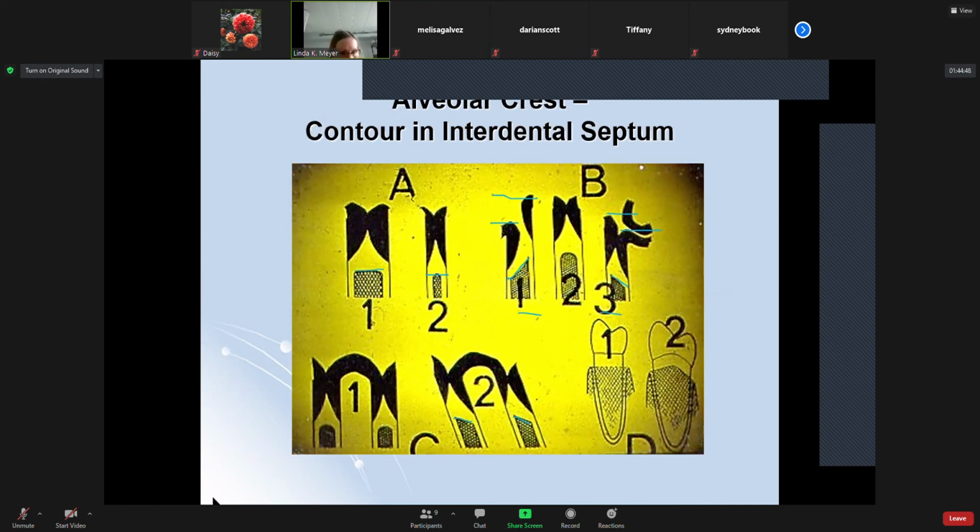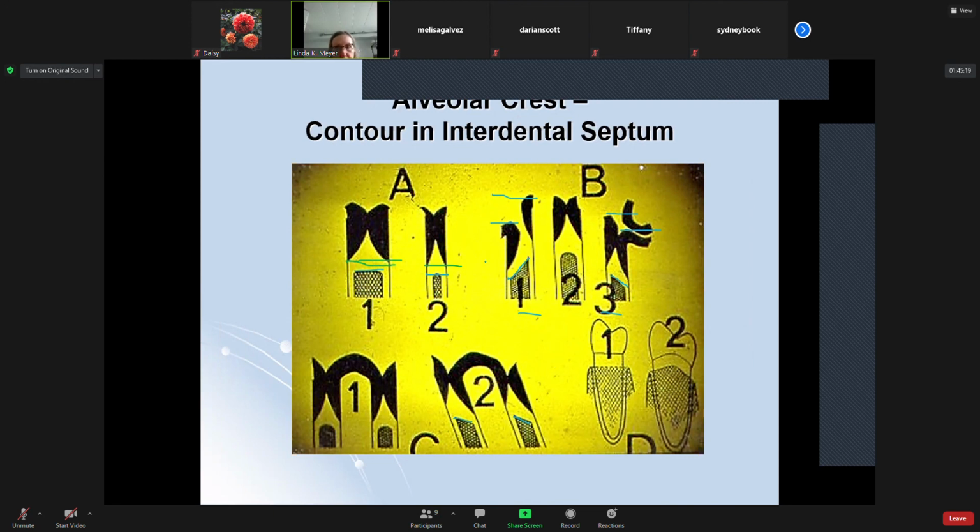But what I want to point out is that when I draw that imaginary line between the CEJs, let me try to draw this one a little better. Do you see how they are parallel? Even though this is evenly rounded and this one's evenly pointed, it follows that rule of being parallel to the imaginary line.